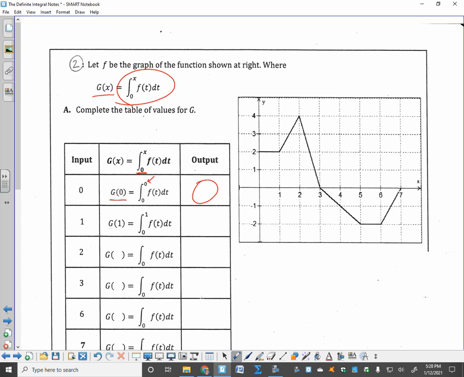Okay, now I want g of 1, so I'm going from 0 to 1. So I'm going to here. Well, the area, that's a rectangle. 2 times 1 is 2. So now I'm going to input a 2. So I want to find g of 2.